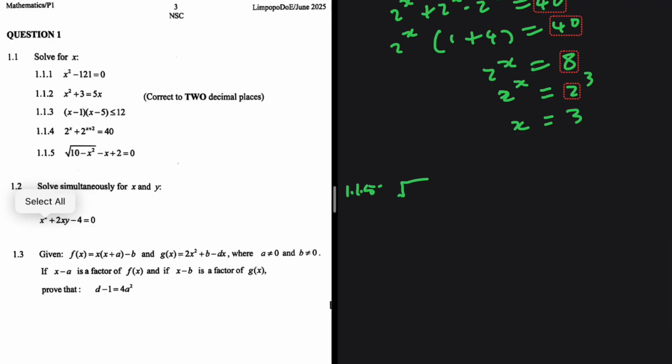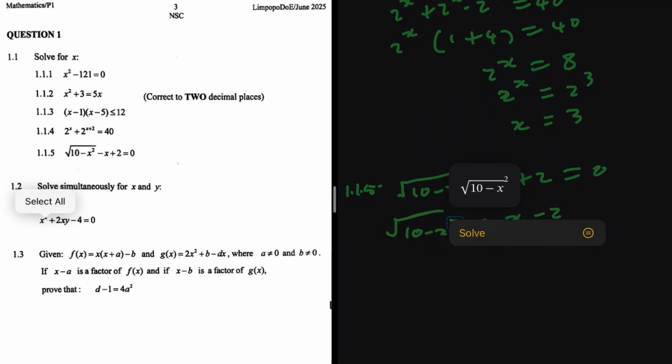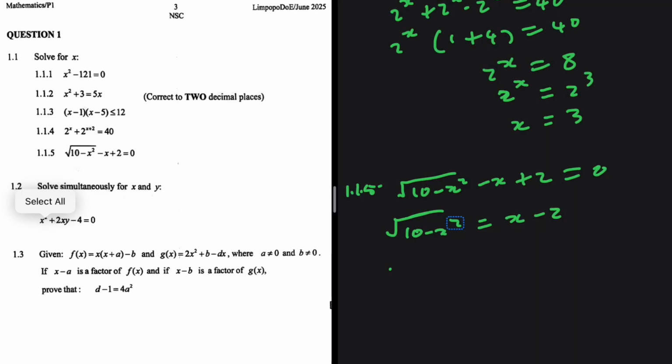1.1.5, we have the square root of 10 minus x squared minus x plus 2 being equal to 0. Right. Another basic equation. We're just following standard procedure here. There's nothing complicated. There's nothing we've never seen before. So we have the square root of 10 minus x squared being equal to x minus 2. We're going to square both sides. We're going to have 10 minus x squared being equal to x squared minus 4x plus 4.